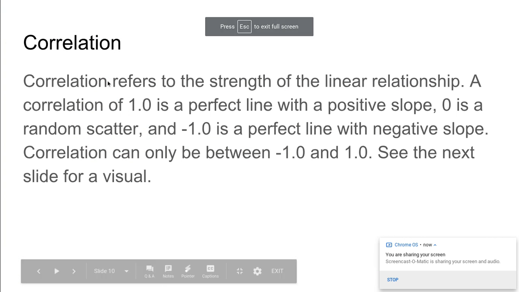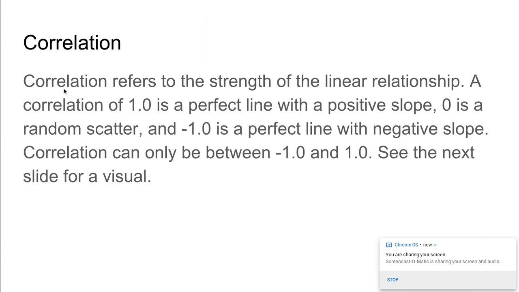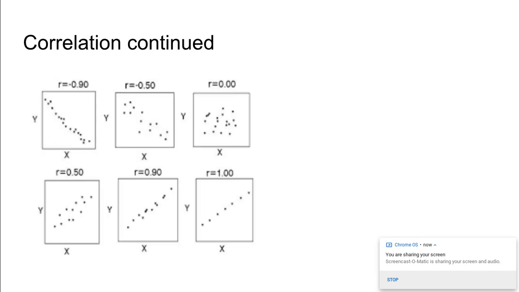So you're going to need to copy some more notes down. Correlation refers to the strength of the linear relationship. There's that r value you see. A correlation of 1 is a perfect line with a positive slope. 0 will be a random scatter, and negative 1.0 is a perfect line with a negative slope. The correlation can only be between negative 1 and 1. It can't be bigger, it can't be smaller.